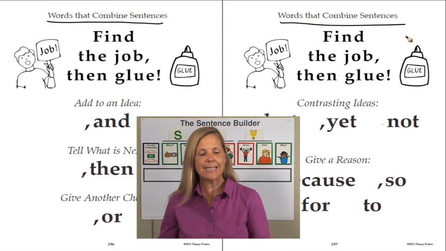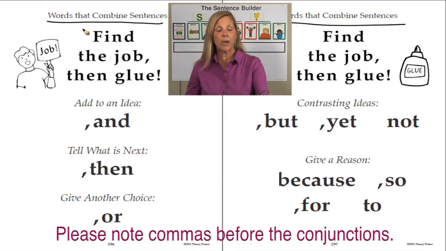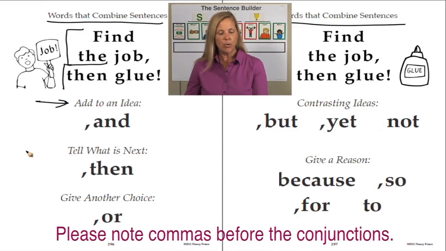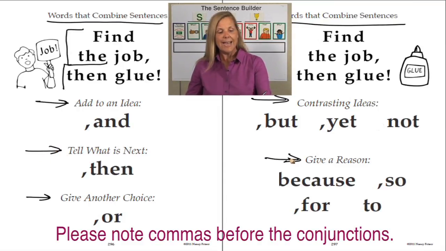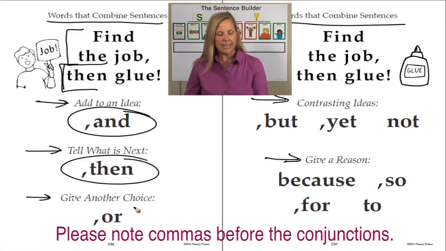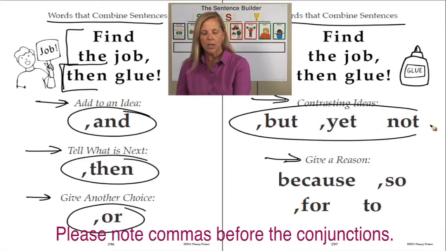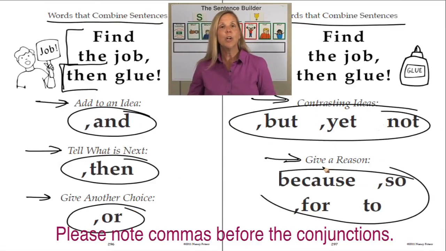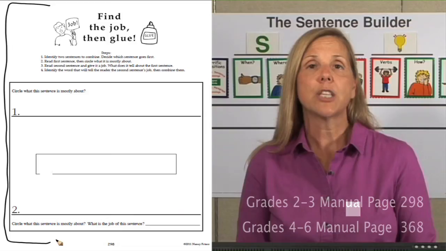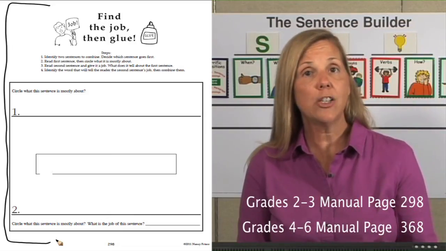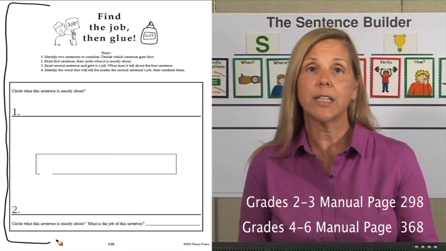On the next 2 pages in this section are the black line masters of words that will combine the sentences. These are the 2 charts where we find the job of the second sentence, and notice the words that are in italics are the jobs. Then we glue. The connecting words are the glue. They're the words that are going to glue together the 2 sentences into one. The black line master is provided for children to walk through this activity.